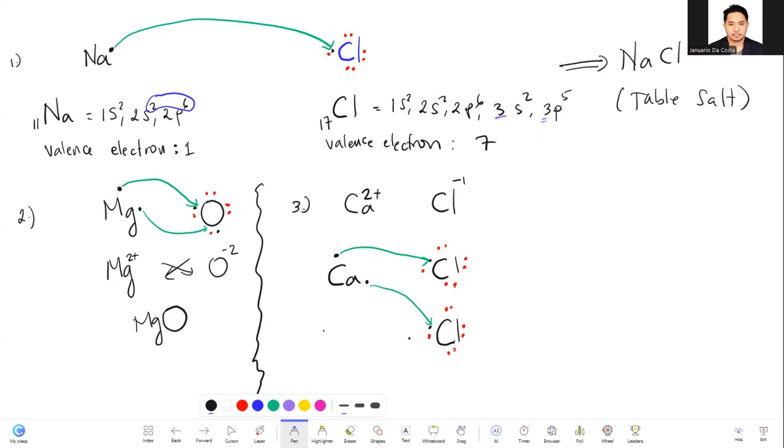So you just have to cross multiply like this. This will form CaCl2.